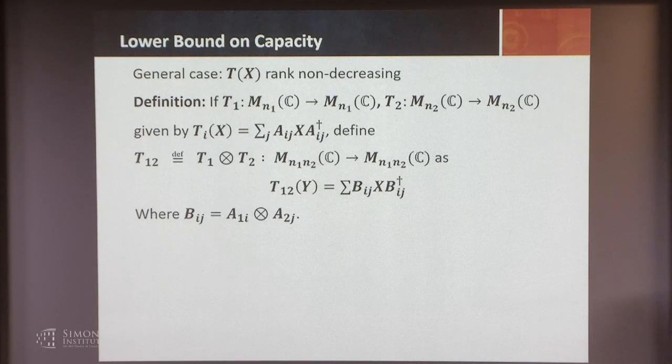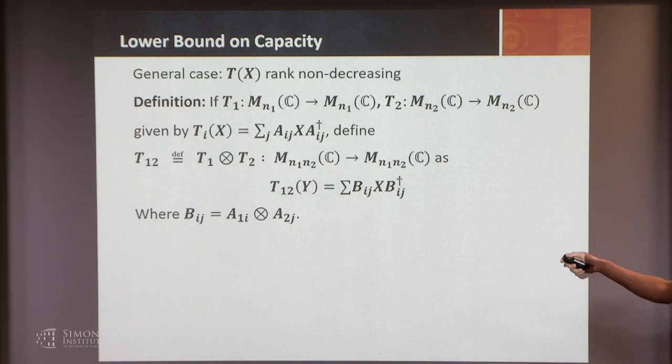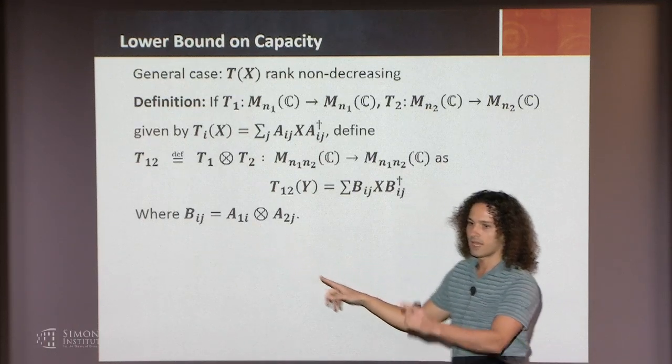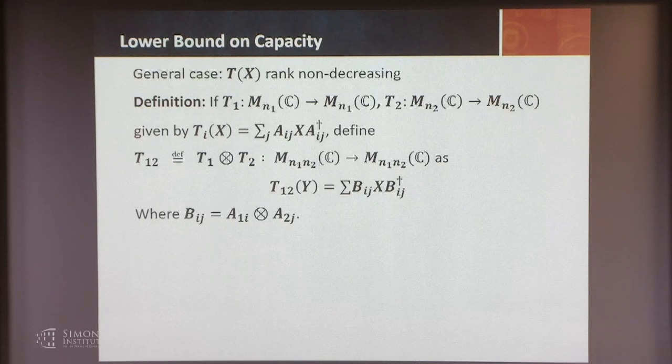Now, to do that, I'll define the tensor of two quantum operators. If I have two operators, T1 and T2, of different dimensions, and Ti is given by the sum over j of Aij X Aij conjugate transpose, for i equal to 1 or 2, define the operator T1,2 as the tensor of T1 and T2. It is given by the matrices A1i tensor A2j. So if I have A1 up to AM and B1 up to BM, my new operator takes all the pairs and tensors them. That's my new quantum operator.